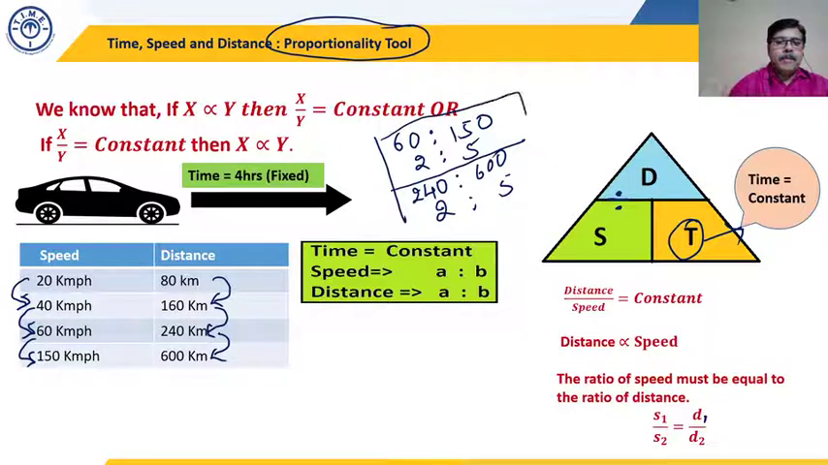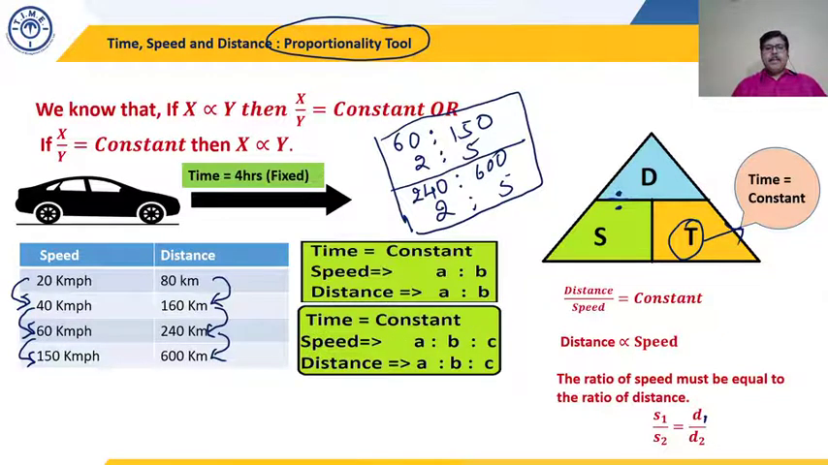If the ratio of speed is 2 is to 5, then the ratio of distance is also 2 is to 5. I hope this is fine. So if time is constant, suppose there are three moving objects moving in the ratio A is to B is to C, then the distance covered is also in the ratio A is to B is to C. Clear? Okay. Now, let us discuss the next concept in which speed is constant instead of time taken.